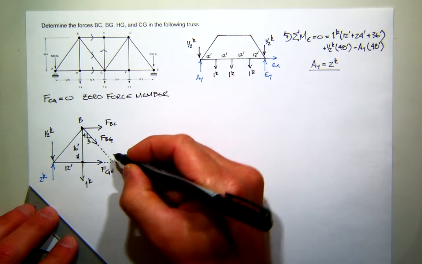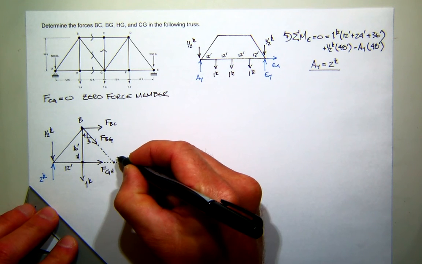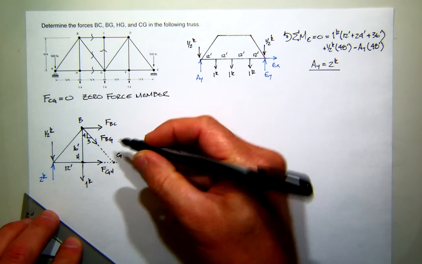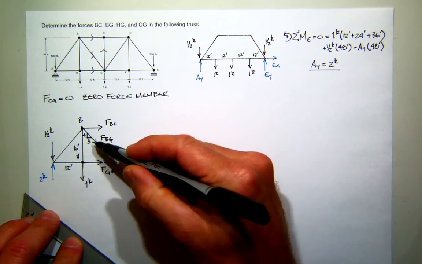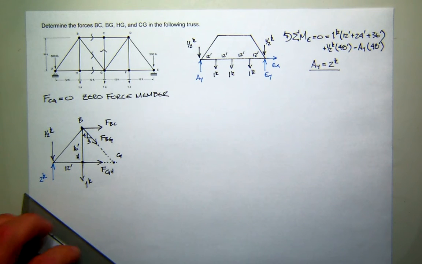I will also indicate that out here in space is a point G, where BG and GH are concurrent. That should give you some tips. And if you look at that carefully, that looks very similar to the example problem we just worked. So we'll follow the same strategy.